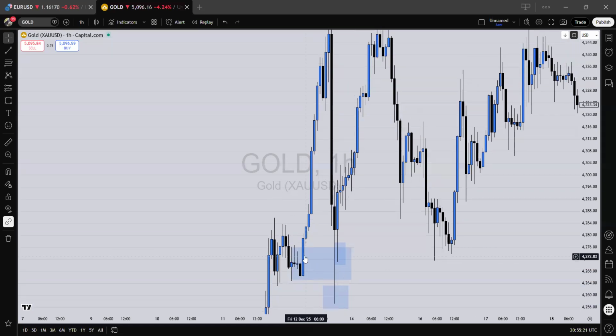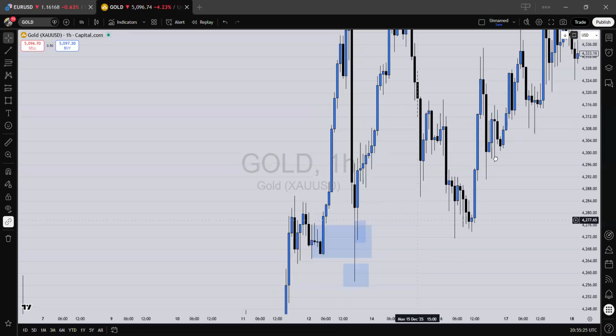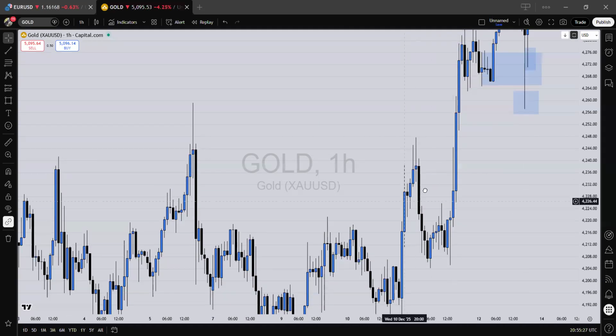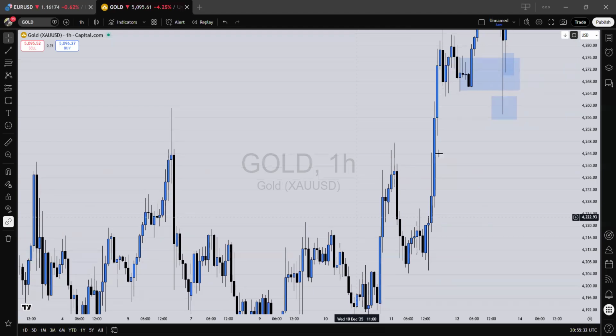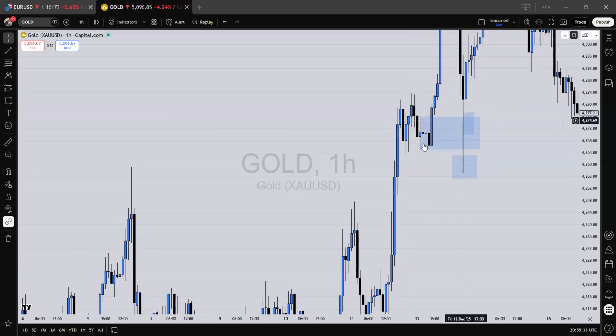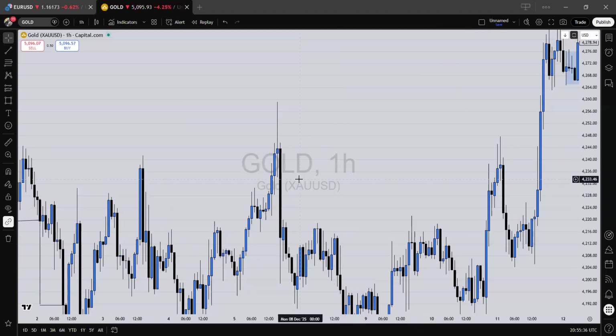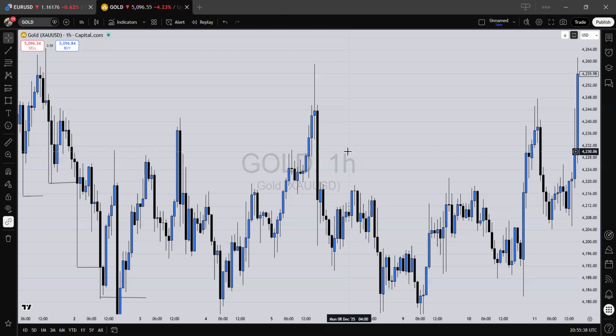So how do you know that price is going to sweep this POI? Obviously, there is no inducement, no engineered liquidity, and you want to just buy from a POI. No. Price will either sweep it or engineer liquidity. It's that simple.